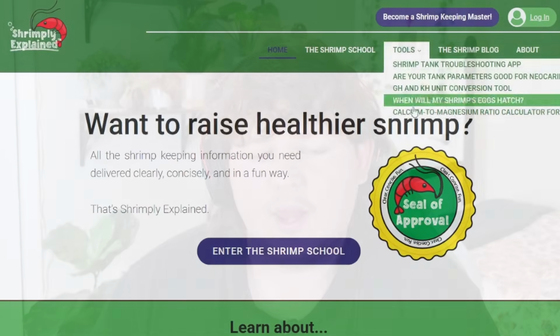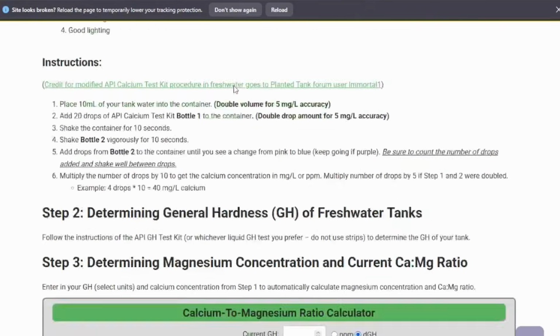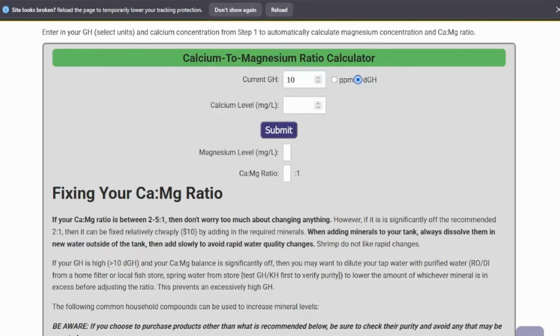And if you're seeing molting issues, I would suggest, if you don't already have the test kit, to go buy a calcium test kit. Shrimply Explained has it on the website. Great calculator. Just do the test, input the numbers on the website, and it'll spit out that ratio for you. You don't have to do any math.